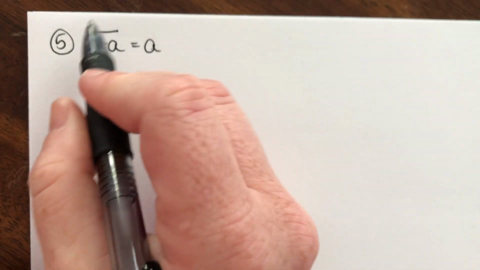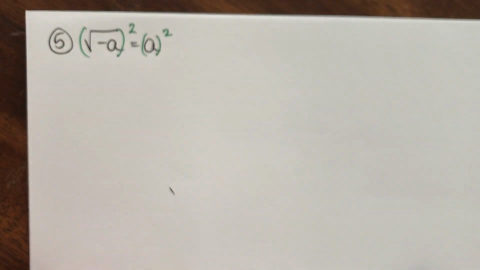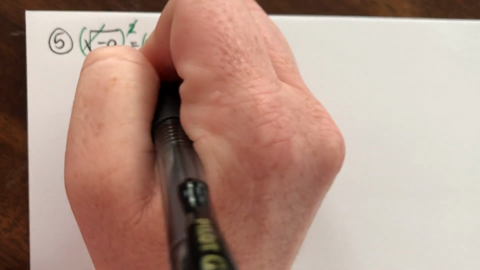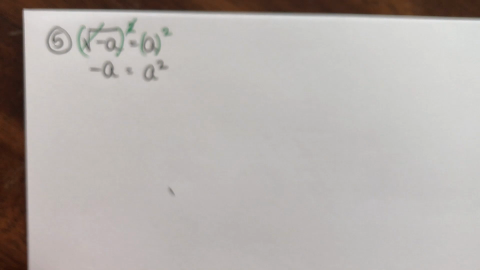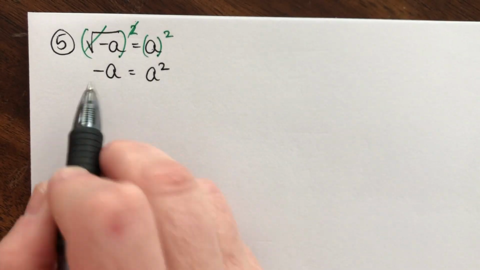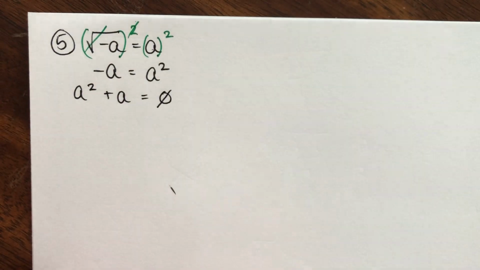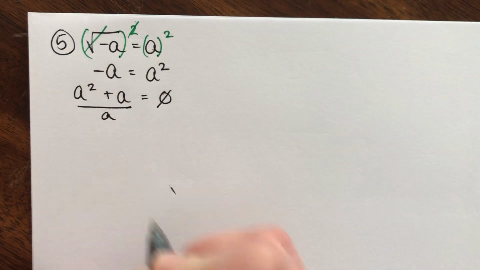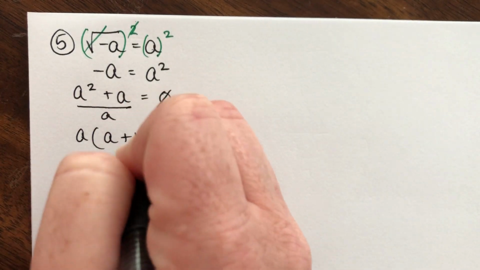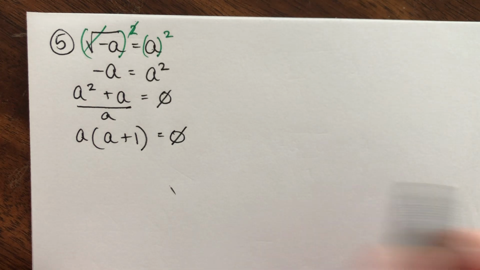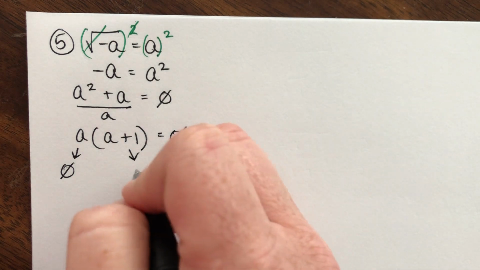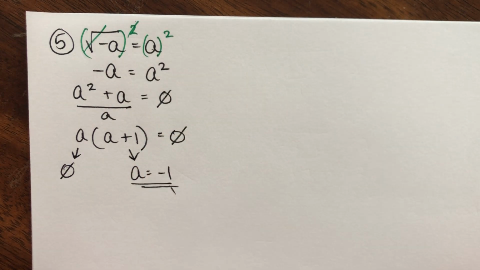All right, so I want to get rid of the radical sign, so I'm going to square this, and I'm going to square this side. So this cancels this, and I'm left with negative a equals a squared. And again, I want to move everything to one side of the equal sign, so I'm going to add a to both sides. And so I'll have a squared plus a equals 0. Then I can factor. So I'll have a out front and a plus 1 in parentheses. And so either a is going to equal 0, or a plus 1 is going to equal 0, so a will have to equal negative 1.